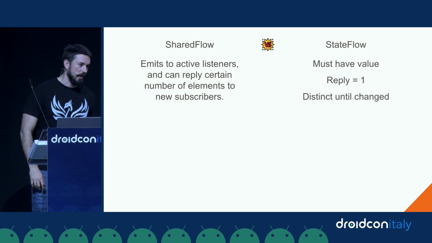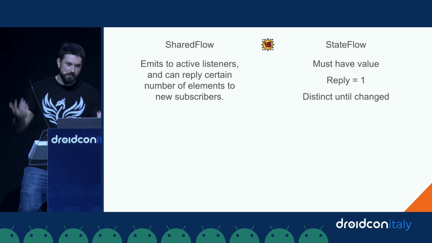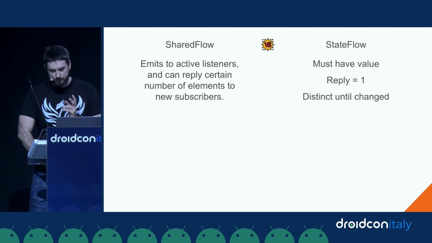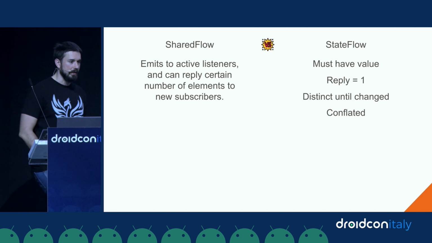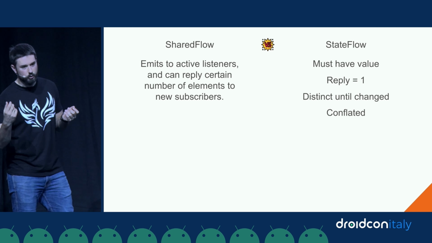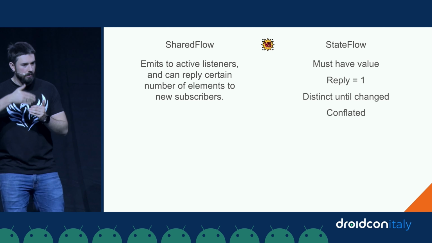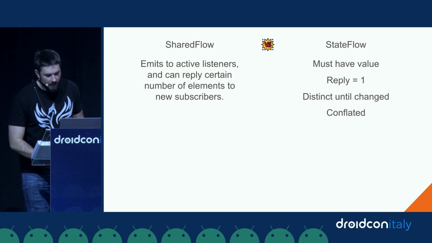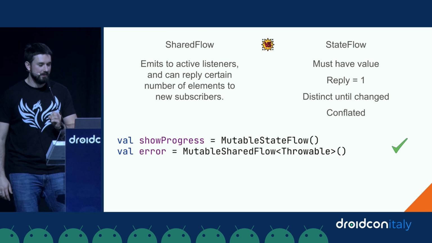StateFlow is distinct until changed. So if you again emit the same value that is already set, it will never be emitted. It will be ignored. Okay? And finally, that is the least known characteristic, StateFlow is conflated. Meaning that if you have a lot of updates and listeners are too slow to handle them, the intermediate updates might be lost. And all those characteristics make StateFlow absolutely perfect for keeping a state, yes?